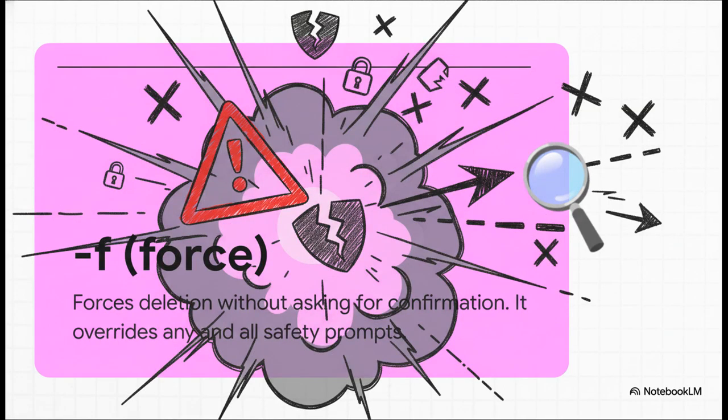And if r was the power-up, then f is the one that removes the safety switch. It stands for force. This little flag tells the system, look, don't bother asking for my permission. Don't pop up with any warnings. Just do it, now. All those helpful "are you sure" prompts? Gone. It makes the whole process silent and immediate.